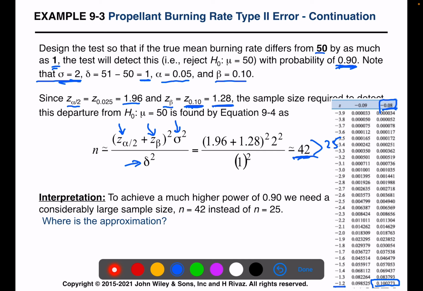Any questions? Yep. Doesn't this assume that we've already found a Z beta for a different n? Can you say it again?